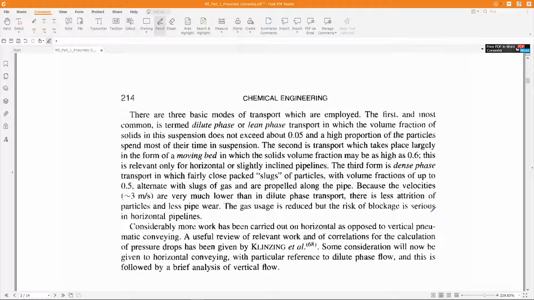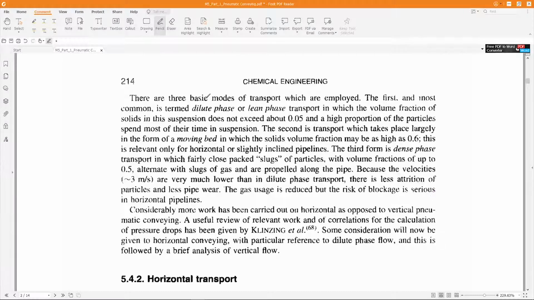In pneumatic conveying, we basically have three modes of transport. First we have dilute phase transport, or lean phase. What do you mean by dilute phase transport? Dilute phase means you have air, and you want to transfer solid particles, and the volume fraction of solid particles is around 0.005. So you can see 0.005 means 5%.